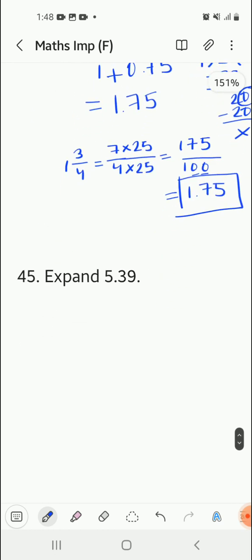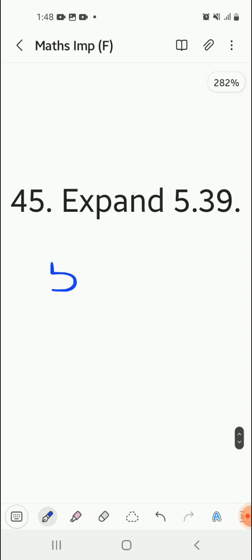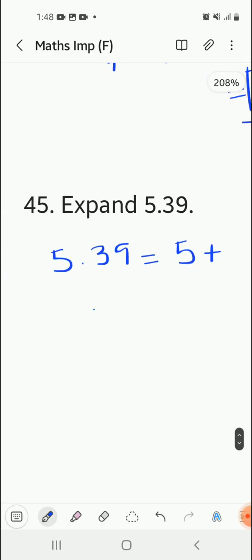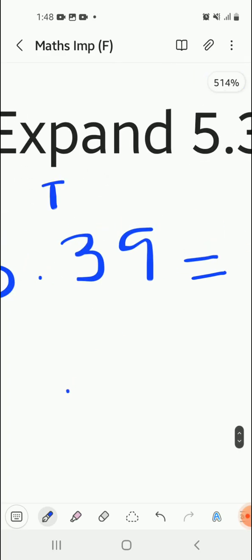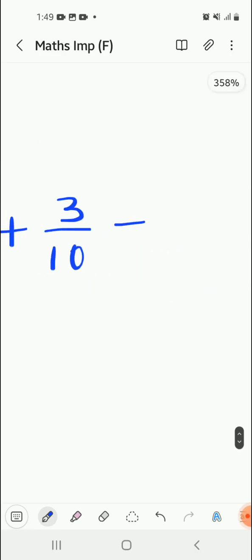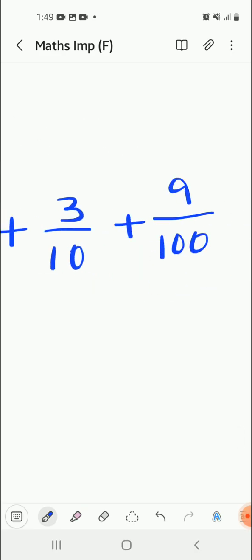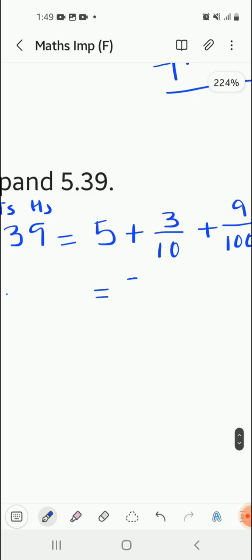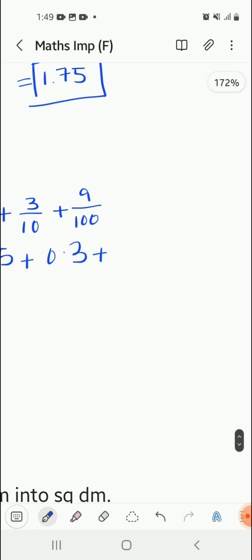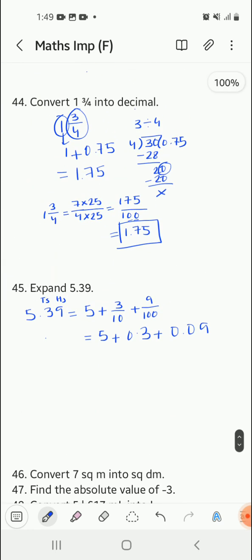Then 5.39, we need to expand it. Very simple. 5.39. So 5 means 5 ones plus 3, and it is the first place after the decimal point. So this is tens and this is hundreds. So tens is 3 by 10 and 9 is 9 by hundreds because it is in the hundredths place, right? So we can also write it in this manner. 5 plus 0.3 plus this is in the second place, so 0.09. That's it. Try and write in both the ways.